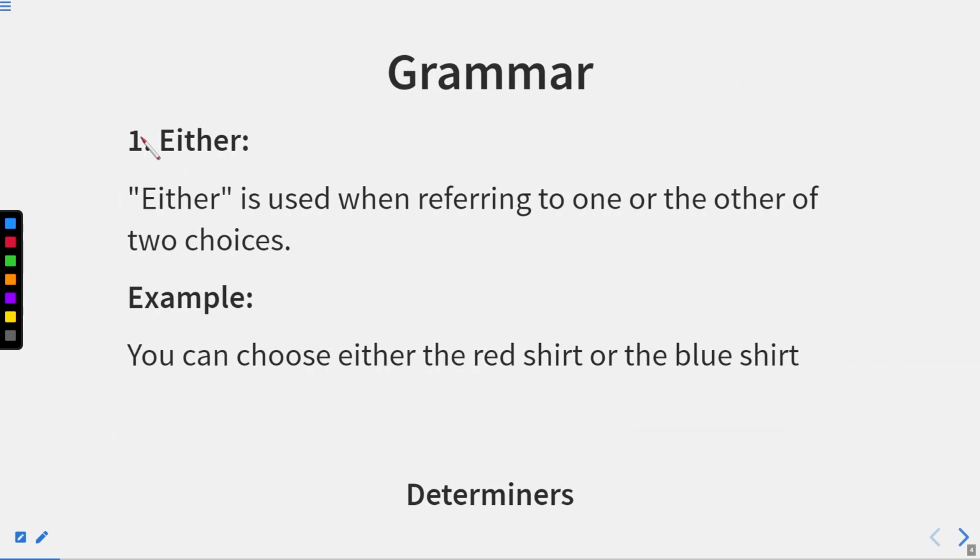Now, either is used when referring to one or the other of two choices. You can choose either the red shirt or the blue shirt. So we have the red shirt, the first option, and the blue shirt, the second option, and we can choose either of the two. Suppose I want to choose the red shirt. If I choose the red one, I will not select the blue shirt, and if I select the blue shirt, I will not select the red shirt. So I have only one option to select.